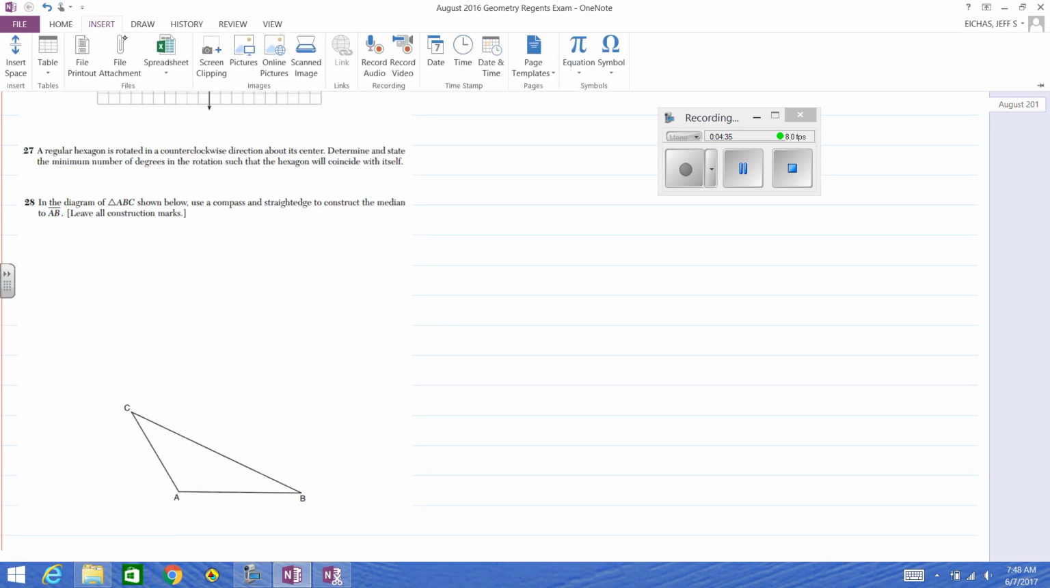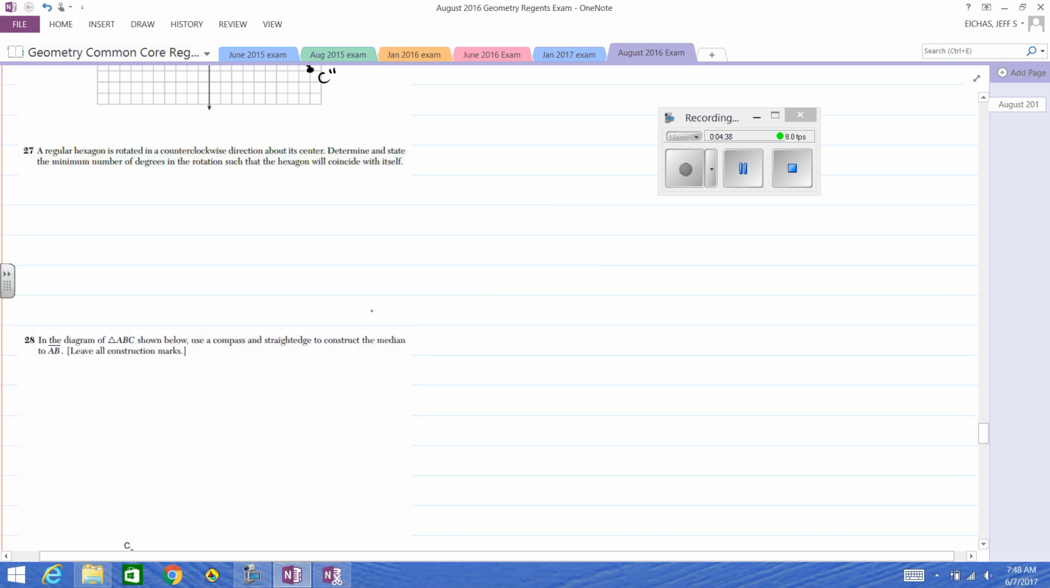Let's see. A regular hexagon. So here's what we could do for this one: let's say we had a circle. A regular hexagon would be 6 equally spaced out points. And that would make a regular hexagon. What I like to say here is, if that's point A, if we rotate it this way, how far would we have to go so that every point would have a corresponding point that it matches with on the regular hexagon? Well, it's 360 degrees all the way around.